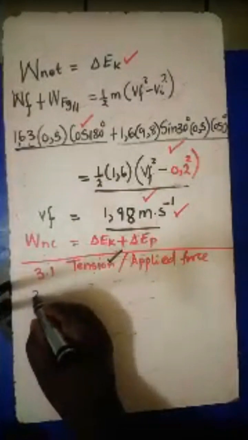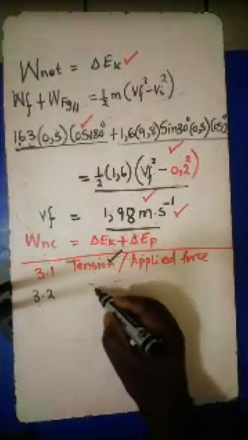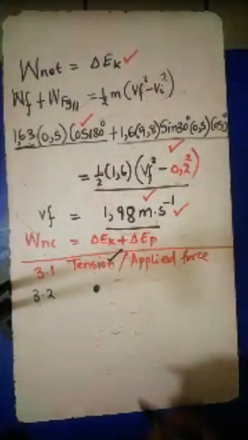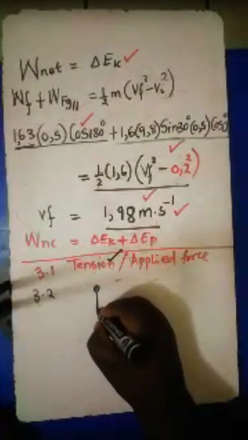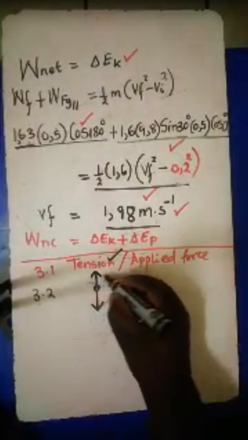3.2. Can you draw a free body diagram for the block while it moves upwards? 2 marks, 2 forces. So for the 2 marks, we expect the obvious one. The force going down. What is the name of that force?